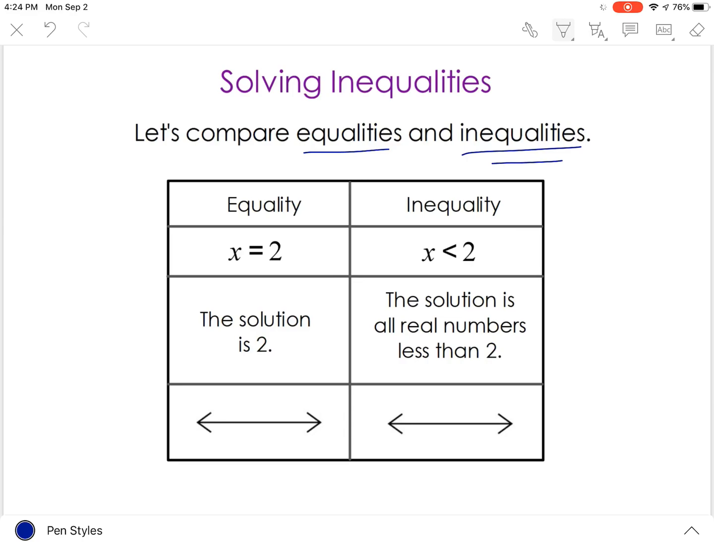So an equality, it has an equal sign. So x equals 2 as an equality. In this situation, the only possible solution is 2. So if we were going to graph this, it would just be 2 on a number line. That is our only solution for this problem.